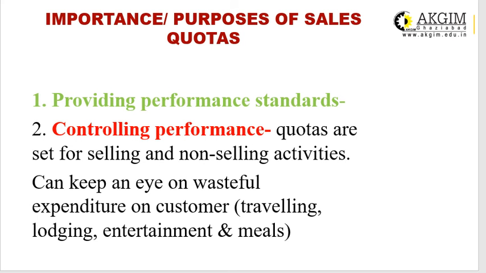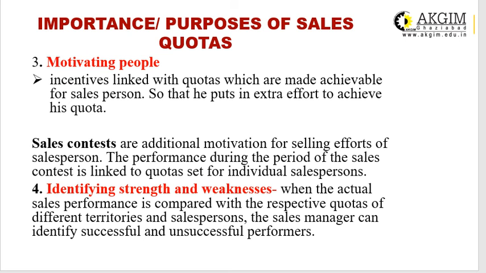The second one is controlling the performance. Quotas are actually set for selling as well as for non-selling activities. With the help of quotas, the sales manager is able to control the wasteful expenditure by the salespeople. It can be traveling expenses, it can be lodging expenses, it can be entertainment expenses. So, with the help of the quotas, the sales manager is able to control the performance of the salespeople.